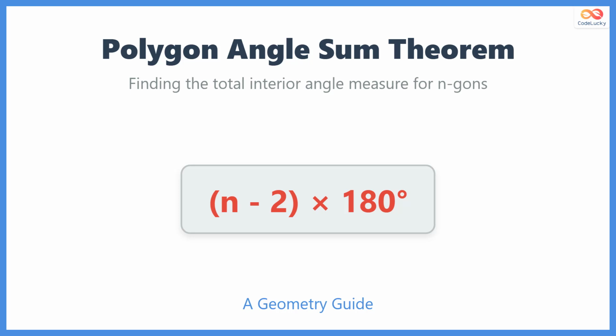Today, we are going to learn how to find the sum of all the interior angles inside any polygon. The secret lies in a simple, powerful formula, (n-2) multiplied by 180 degrees. By the end of this video, you will understand exactly where this formula comes from and how to use it.